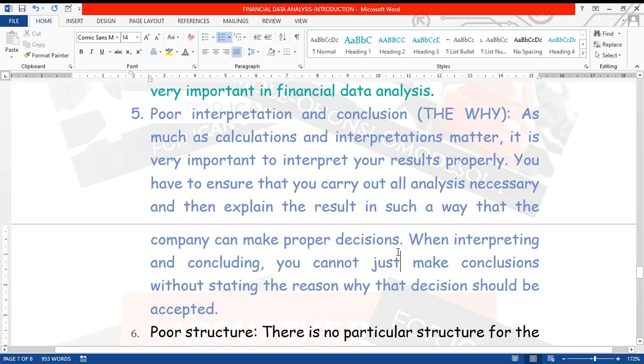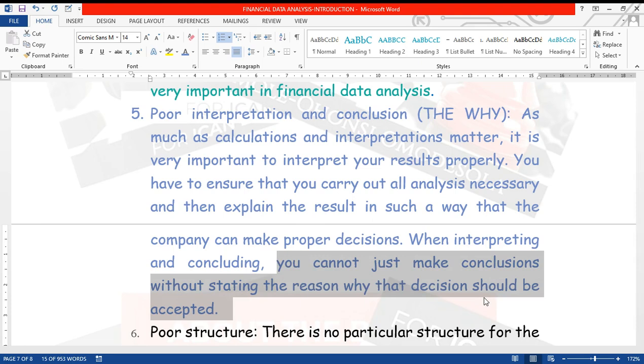When interpreting and concluding, you cannot just make conclusions without stating the reason why that decision is made. You cannot just say, accept the project, venture into the project, accept the contract. You cannot just say that. Why? This project should be accepted because it gives a positive NPV, net present value.